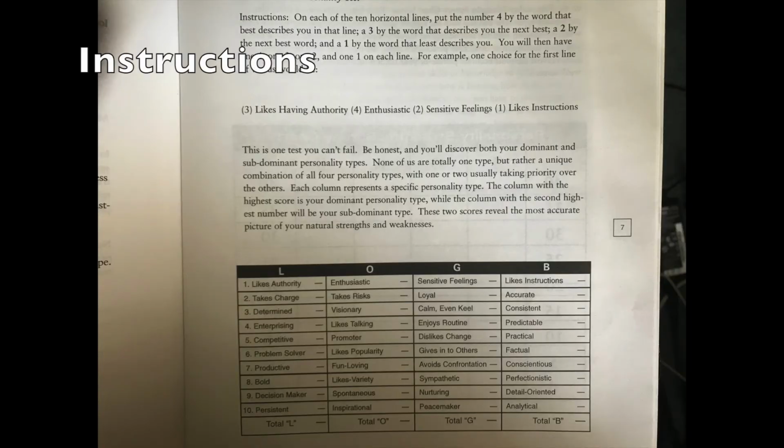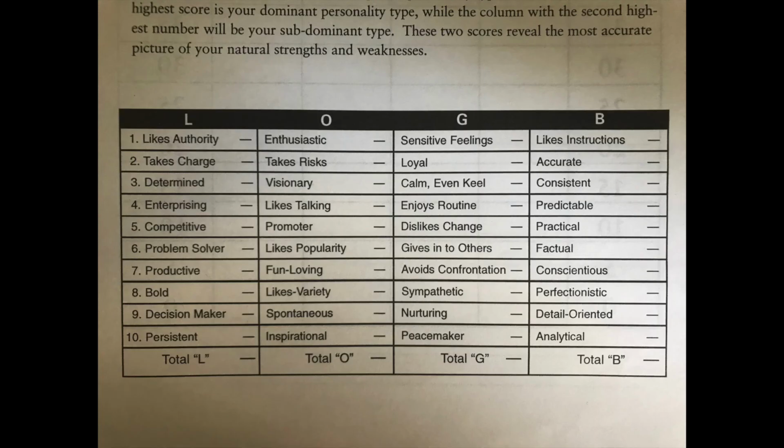I'm about to flash onto the screen a chart, and on it is going to be L, O, G, and B across the top. Here, I'll put the screenshot up right now. As you can see, there are 10 rows and a bunch of different words on each of these lines. What you're going to do is read these words on each line and put either a 1, a 2, a 3, or a 4 next to the words.